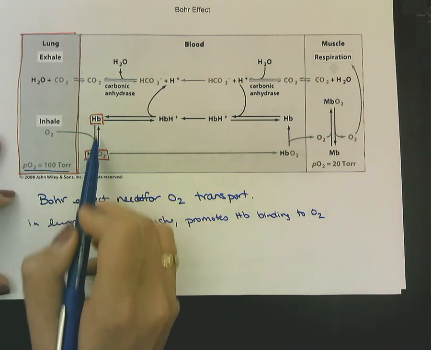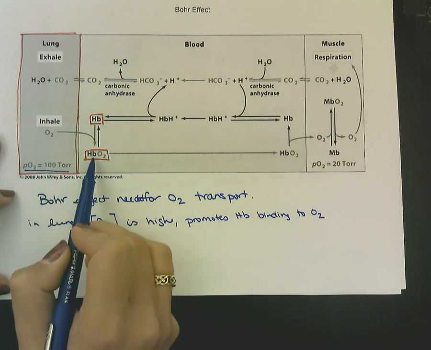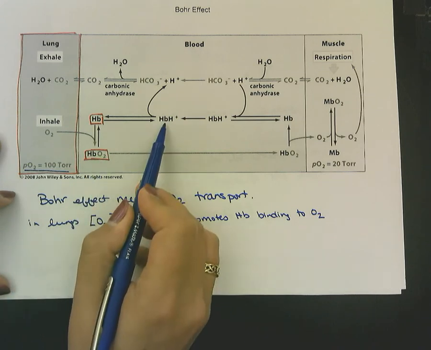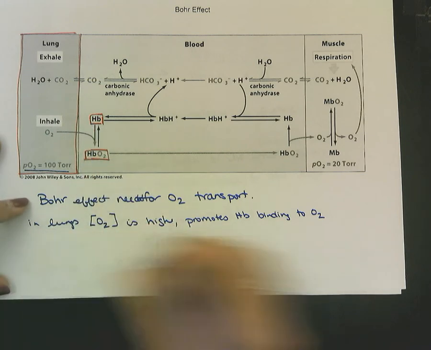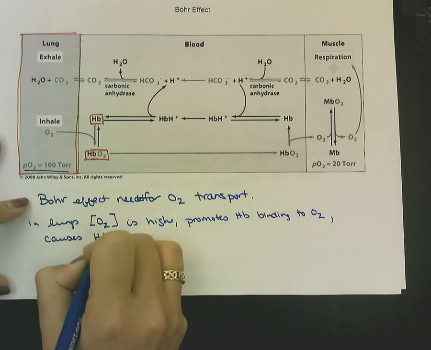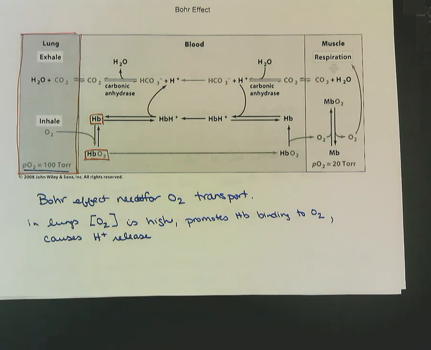So my hemoglobin has now bound oxygen coming in from the lungs, which means that it has released that proton that it had, right? Hb plus has now released that proton. So far so good? Okay.